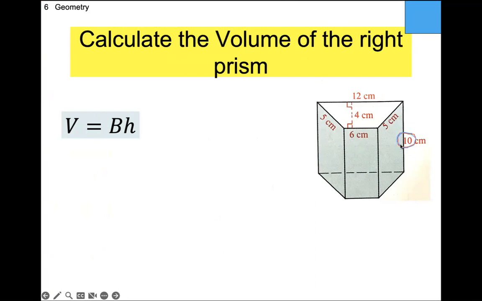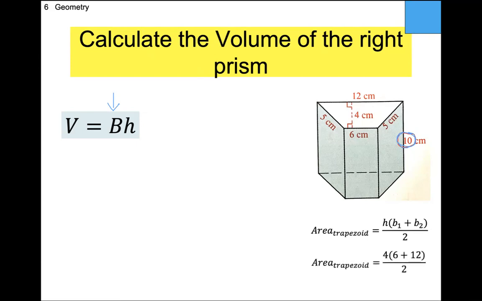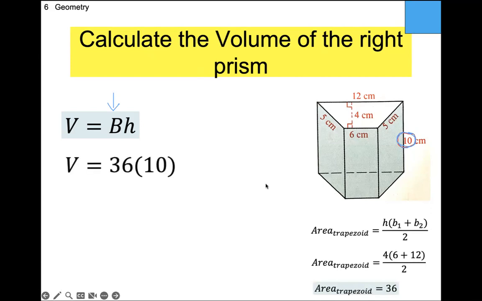So all I need to do now is calculate one of the base areas. And we've already done that before when we did surface area, but if you forgot, then we've got to plug the values back into our trapezoid formula. Remember, the two bases were 6 and 12, and the height was 4. 6 plus 12 is 18. 18 divided by 2 is 9. 9 times 4 is 36. So one of the base areas is 36, and that's all I need for this formula, is one of them, and I need to multiply it by the height.